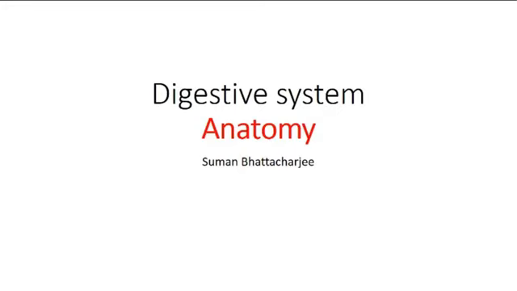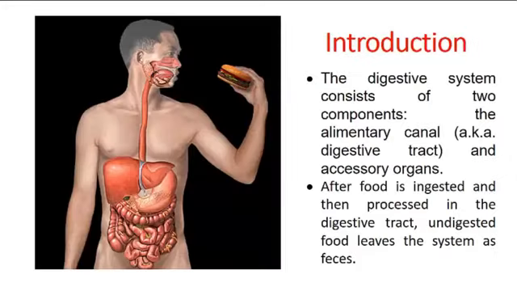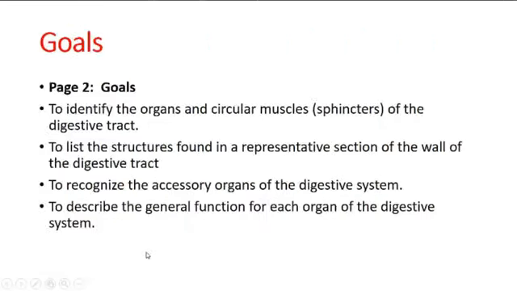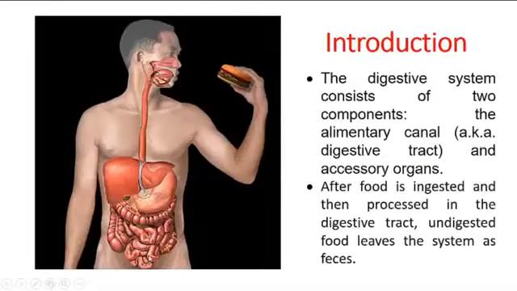Now let's move on to the introduction of this anatomy. The digestive system consists of two components: the alimentary canal that starts from the mouth and ends at the anus, which can be visualized here, and the second thing, some accessory organs, like liver, pancreas, gallbladder and so on.